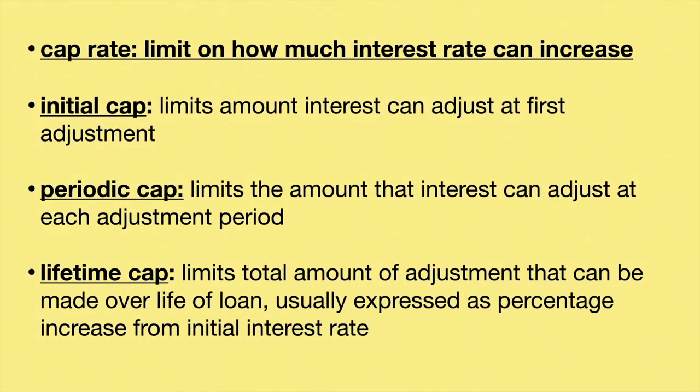Cap rate is a limit on how much the interest rate can increase. The initial cap rate limits the amount that interest can adjust at the first adjustment. The periodic cap limits the amount the interest can adjust at each adjustment period. The lifetime cap limits the total amount of adjustment that can be made over the life of the loan, usually expressed as a percentage increase from the initial interest rate.